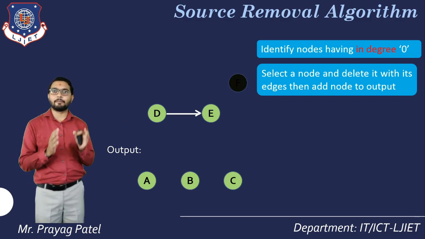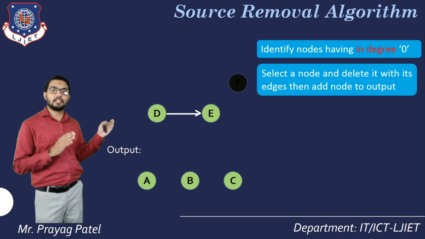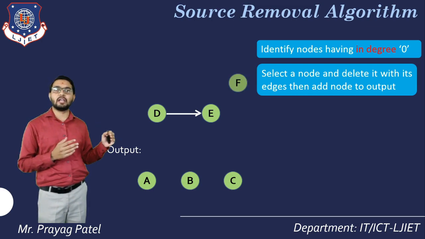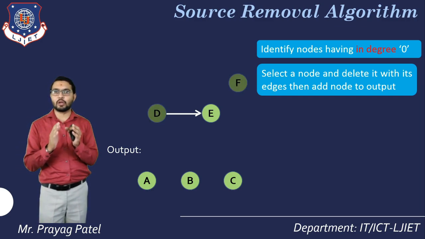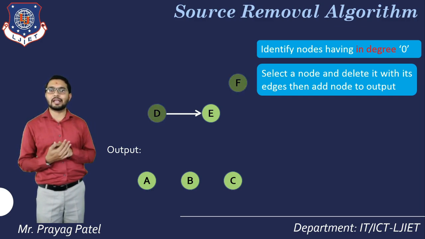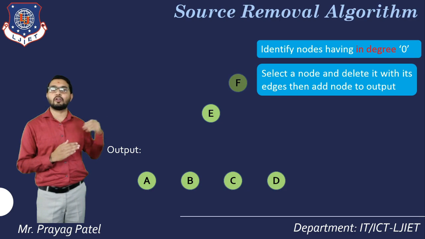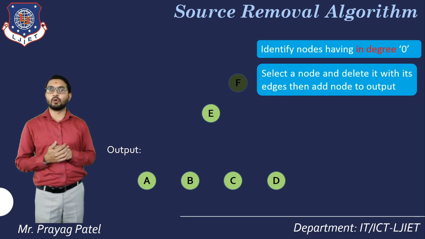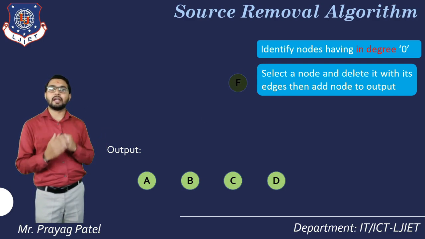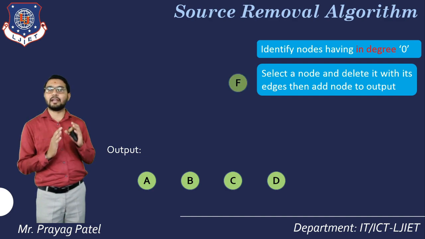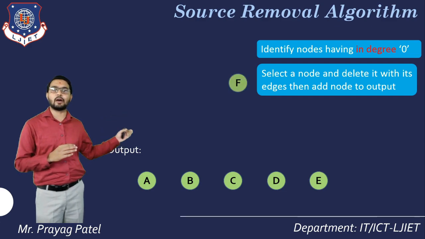Now in the graph, find the in-degree again for each and every node. Here the in-degree of node D is equal to 0 and the in-degree of node F is equal to 0. Out of these two nodes, D and F, consider any one as a source node. So consider node D as the source node, then remove node D from the graph and add D to the sequence. Now consider the next 0 in-degree node. Here two nodes are available, E and F. Out of these two, consider any one as the source node. So consider E as the source node, then remove E and put E into the output list.